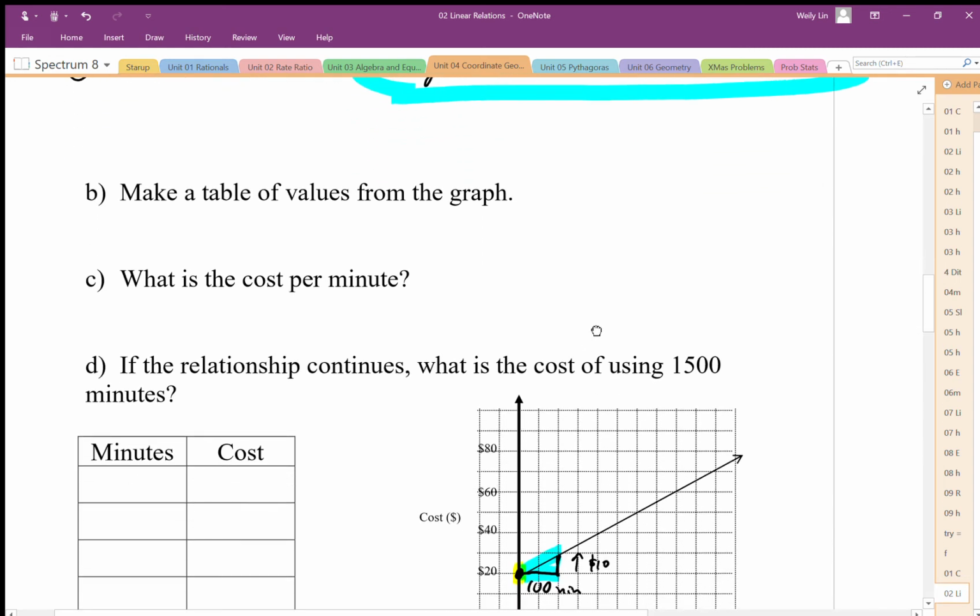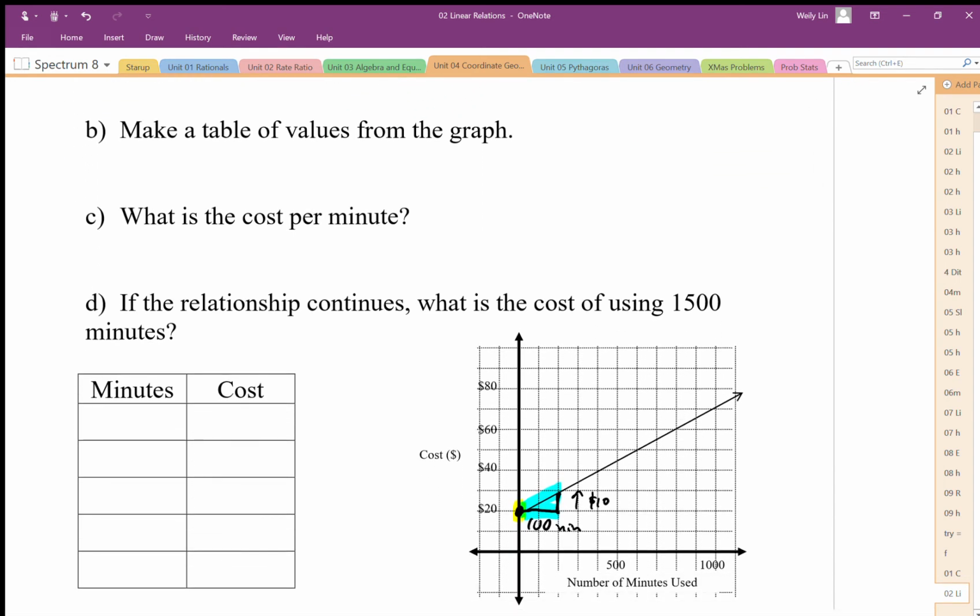So make a table of values from the graph. I'm going to just start at 0 and $20. Really, that should always be in my table, the starting point, because it's really important, especially for any type of relationships, to know where we're starting from. And I'm going to say at 100 minutes, we have gone up $10, so I'm now at $30.